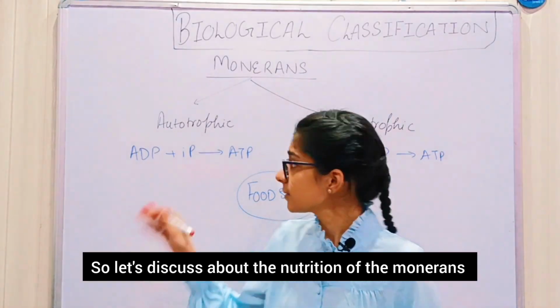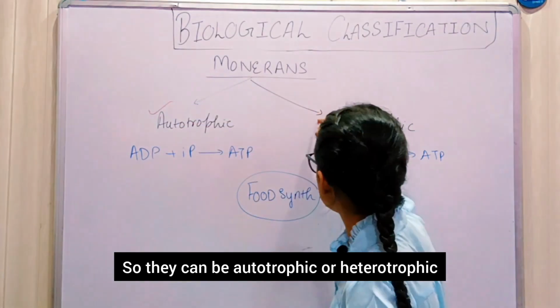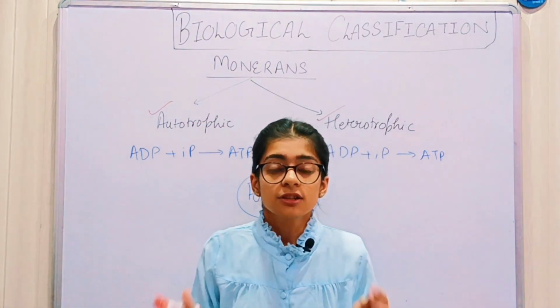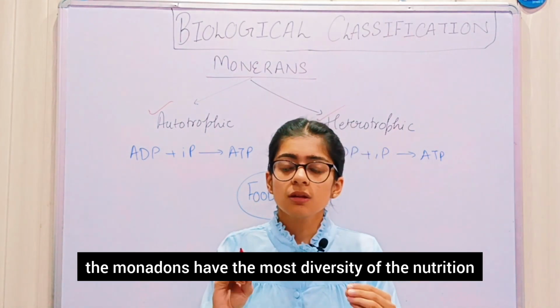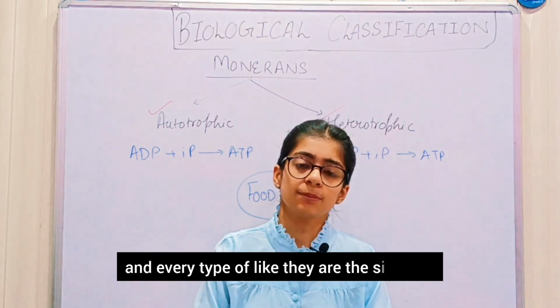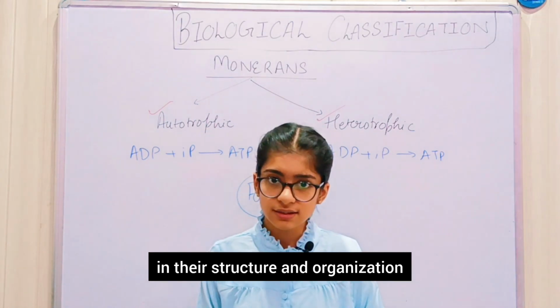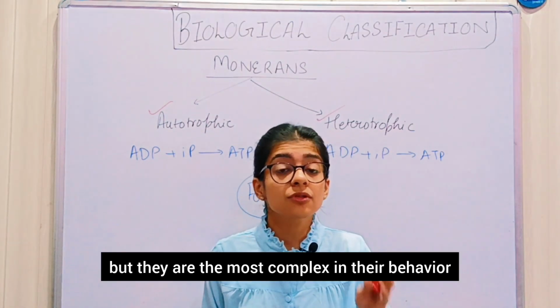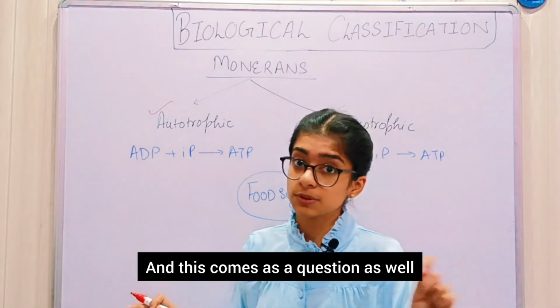So let's discuss about the nutrition of the monerans. So they can be autotrophic or heterotrophic. For your knowledge, the monerans have the most diversity of the nutrition. They are the simplest in their structure and organization, but they are the most complex in their behavior. And this comes as a question as well.